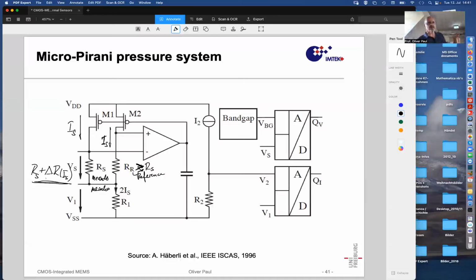So this implies that the delta R is constantly kept, irrespective what other effects work on that sensor. The heat conduction mechanism, for instance, the relation between IS and delta R. This is the gas pressure, P gas. So irrespective of P gas, the voltage is constant. The voltage is constant, and therefore the delta R is constant.